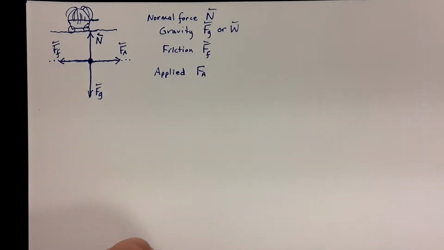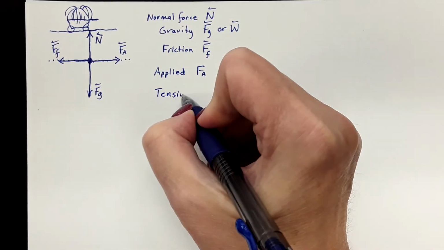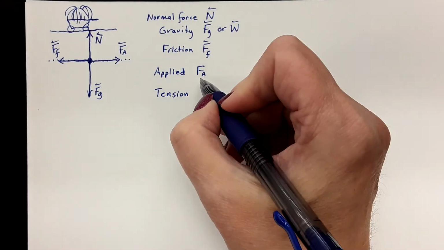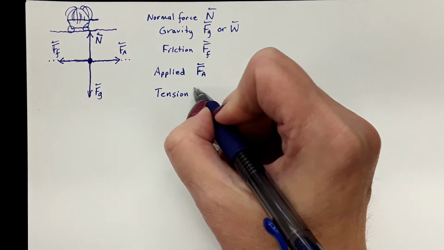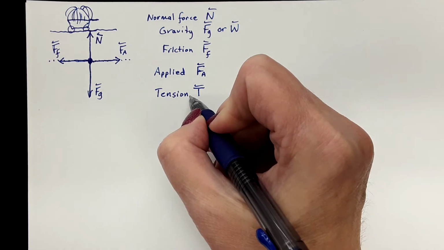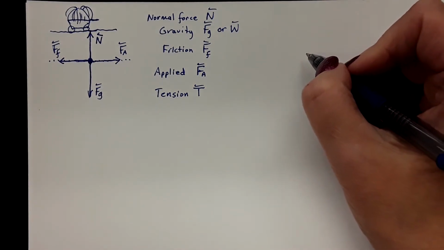Now there's one force we've not actually talked about yet, and that would be tension. And interestingly enough, like normal force, we don't use an F with a subscript. We actually use a capital T for tension. Let's look at an object that has tension acting on it.